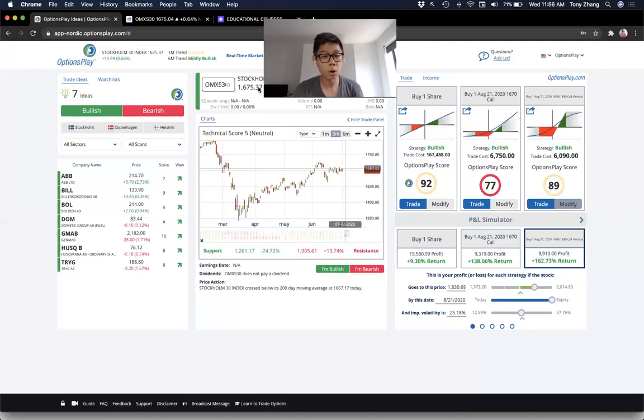So OMX S30 closed at 1675 today. Let's just say that we're wrong. Coronavirus cases continue to spike. The spiral's out of control. Governments go back into lockdown and markets start to fall. I think that's not a high probability, but it's very probable that something like that could happen. So I always want to account for, let's just say, markets revisit a worst case scenario.